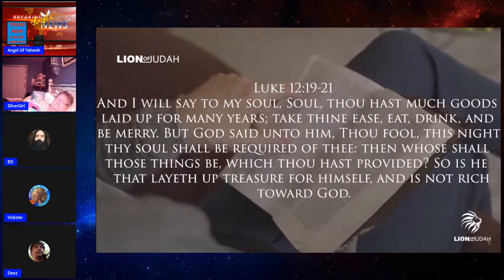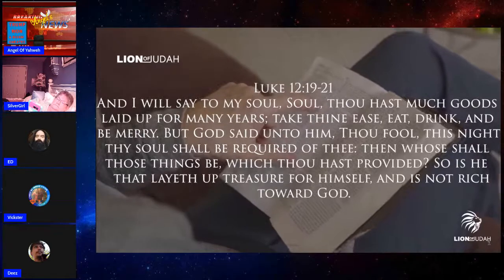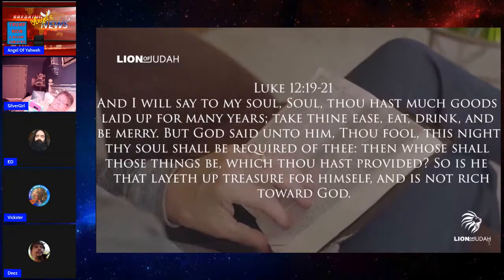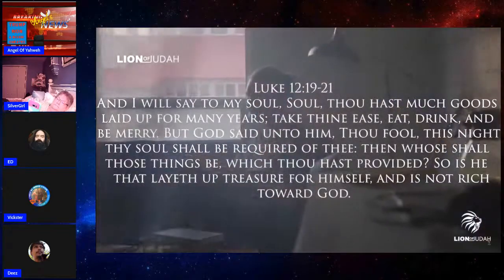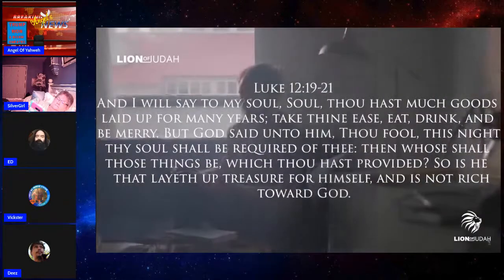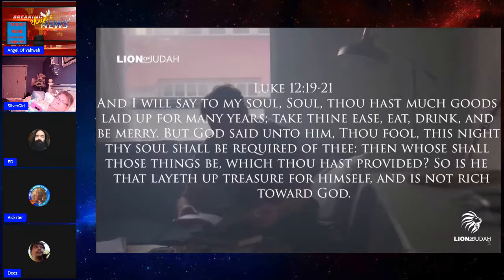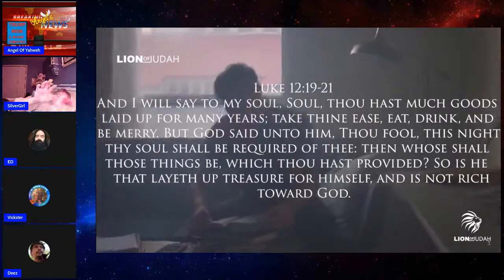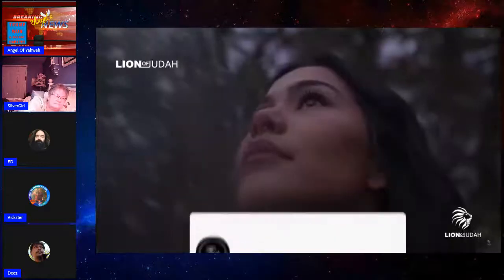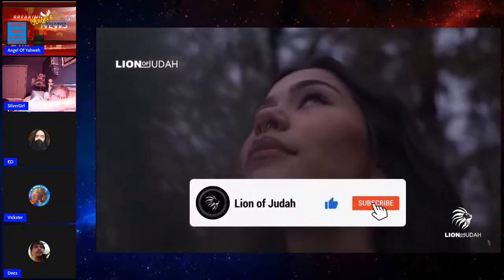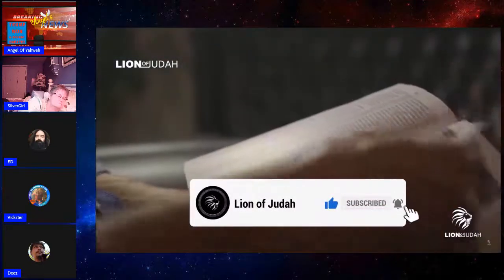But God said unto him, Thou fool, this night thy soul shall be required of thee. Then whose shall those things be, which thou hast provided? So is he that layeth up treasure for himself, and is not rich toward God. But what I want you to notice is this rich fool made plans in his life.